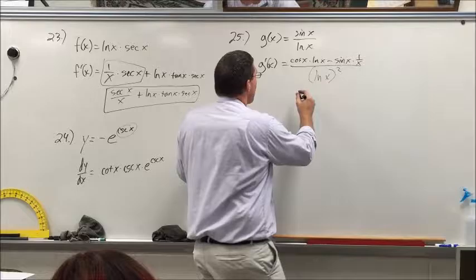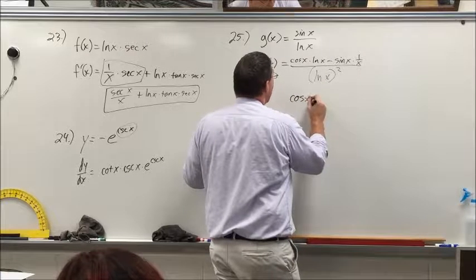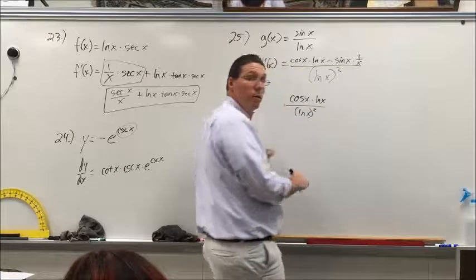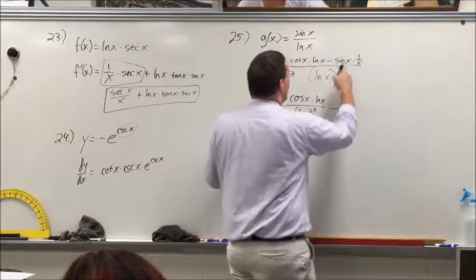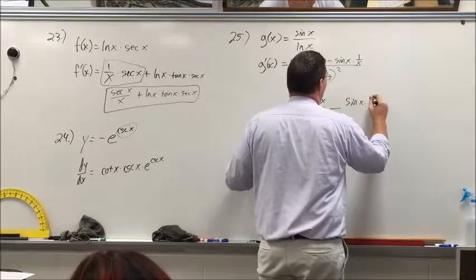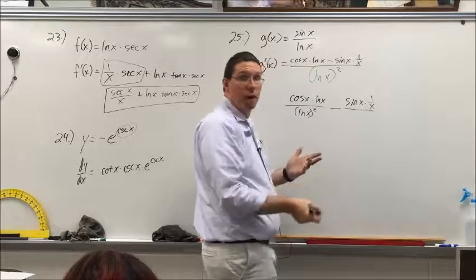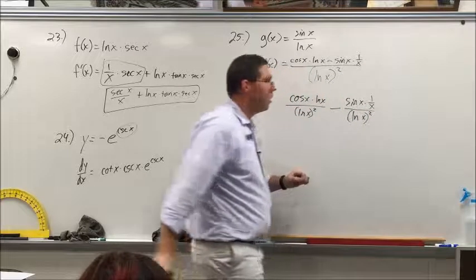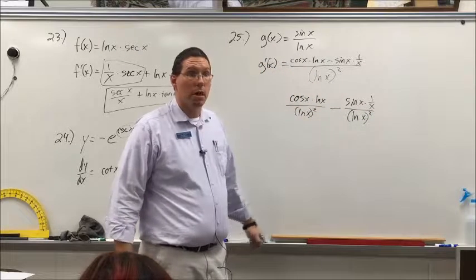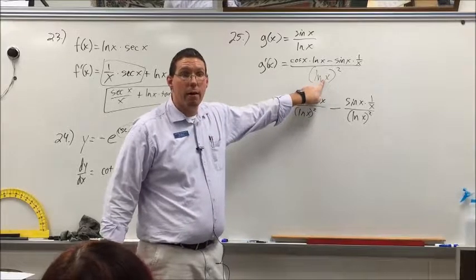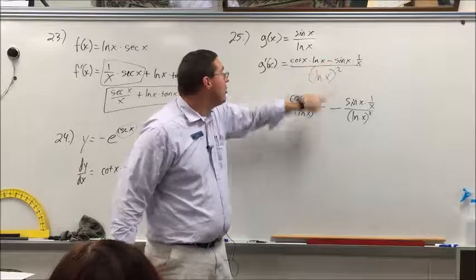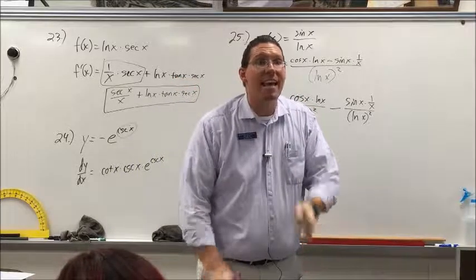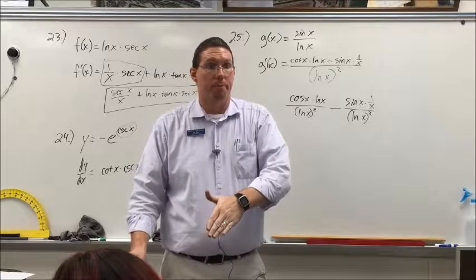I'm going to change this. Ready? This is the same thing as cosine of x times natural log of x over the natural log of x squared, minus sine of x times 1 over x, which could be sine of x over x, over the natural log of x squared. Do you know why this is correct? Common denominator. This is not an issue of multiplication or division. This is subtraction. Remember, subtraction in fractions is difficult.